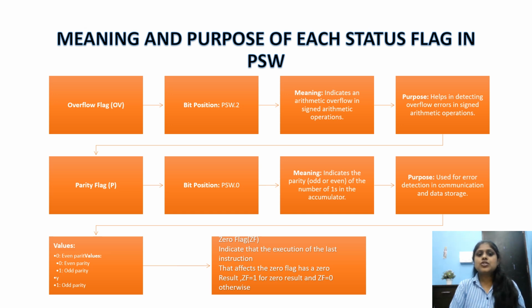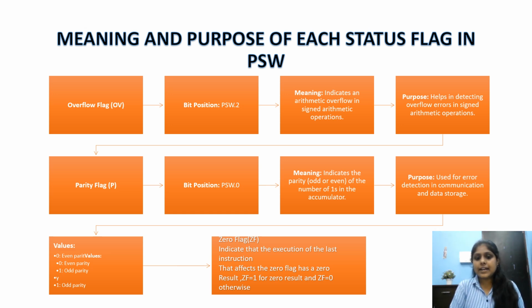Overflow flag. The bit position is PSW.2, and it indicates an arithmetic overflow in a signed arithmetic operation. The purpose is to help in detecting overflow errors in signed arithmetic operations. Parity flag. The bit position is PSW.0, and it indicates the parity, odd or even, of the number of ones in the accumulator. The purpose is error detection in communication and data storage.